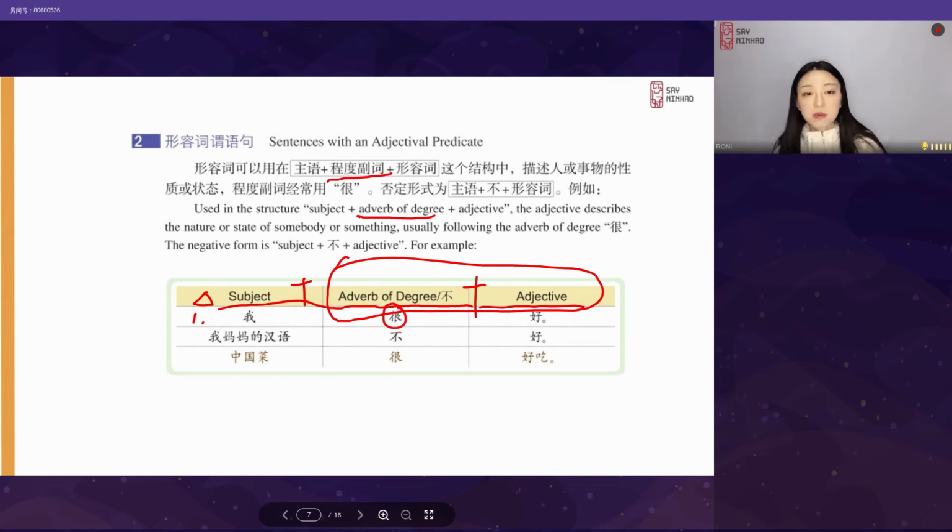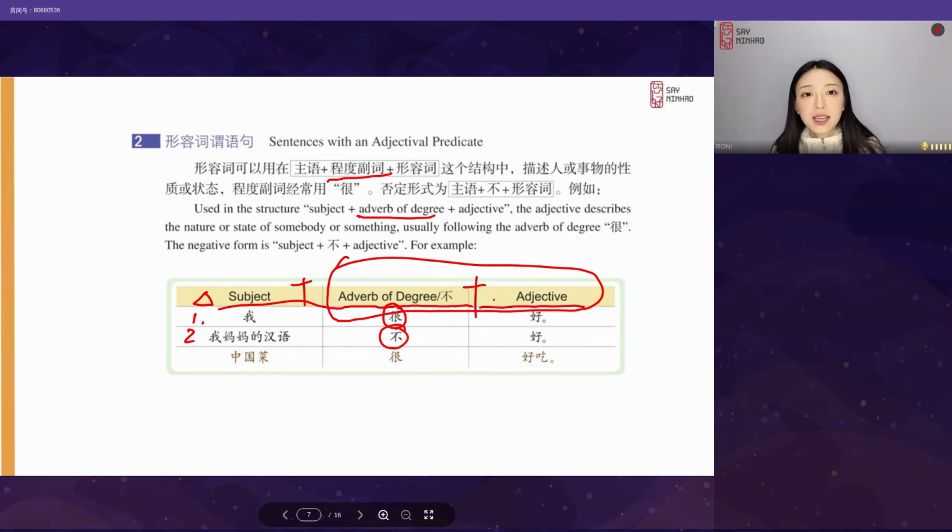And 很, as we said before, means very, quite, which is an adverb of degree. 我很好. Next one. 我妈妈的汉语不好. The subject of this sentence is a little bit long, which is 我妈妈的汉语. 我妈妈的汉语 means my mother's Chinese, okay? And the adverb of degree here is 不.